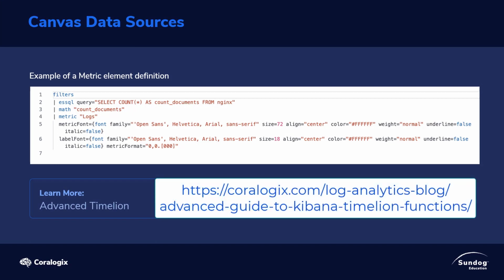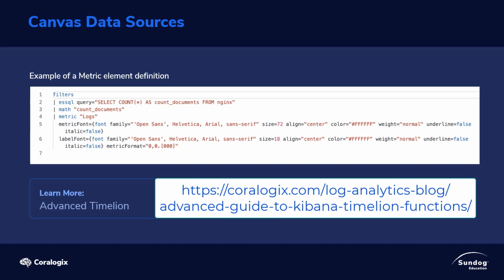Here we have an example of a custom expression for Canvas. In this example of a metric element definition, we can see that it begins with the element filters to ensure that any global filter defined in the workpad, for example a date picker, will also apply to this element. Next, ES-SQL is specified as the data source, which then defines an Elasticsearch SQL query. The math function calculates the value for the metric that will be displayed.